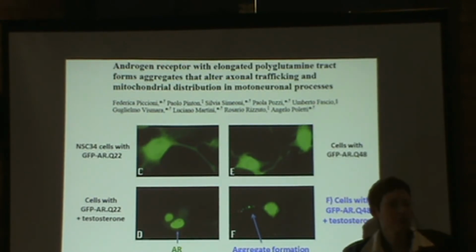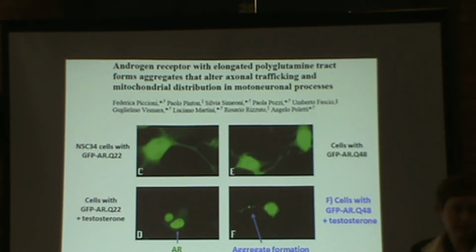And aggregates are, in this case, not nuclear inclusions, but were thought maybe to be a problem in Kennedy's disease. Now there's some debate as to whether they're actually a problem or they protect the cell by putting the androgen receptor in a place where it can't harm the cell. But this is one of the models.